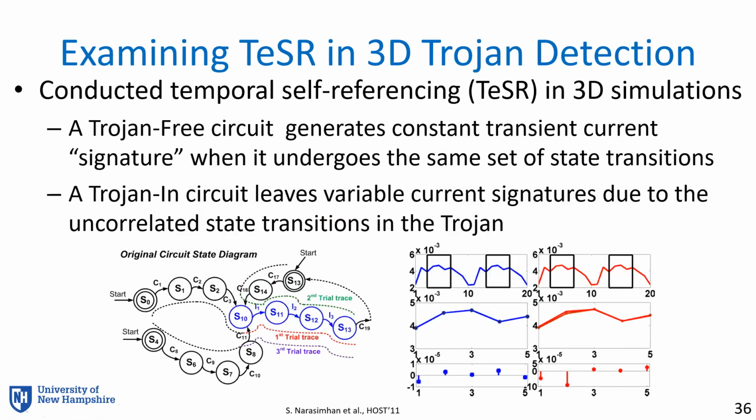As an example, we examined a current signature-based 2D Trojan detection method in the 3D scenario. The approach we used is a temporal self-referencing method, TSR method. This approach generates a constant transient current signature for the same set of state transitions. If there's no Trojan trigger, then the signature will be stable whenever the state machine goes through the same transition. However, if there's a Trojan in place, the current signature will be different if we collect different switching times. So this is a 2D approach we examined in the 3D scenario.